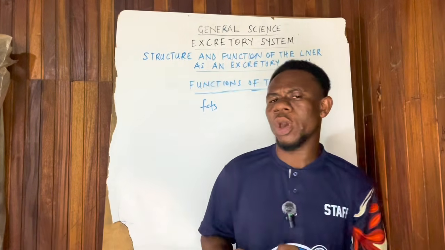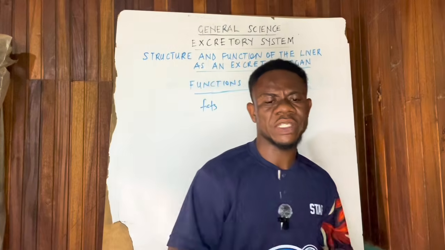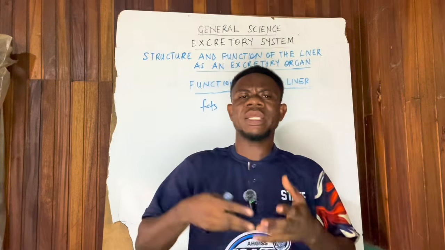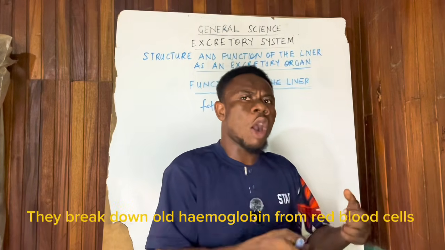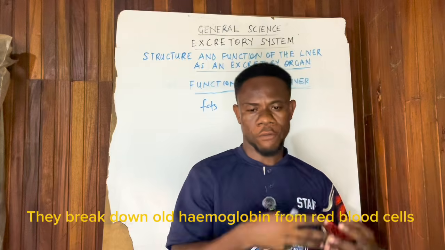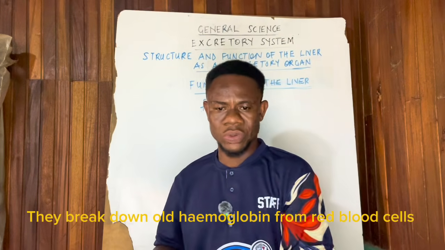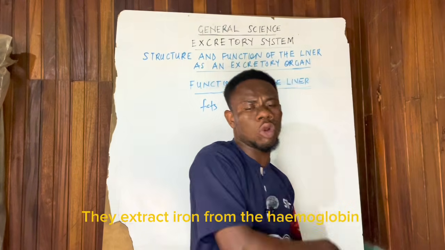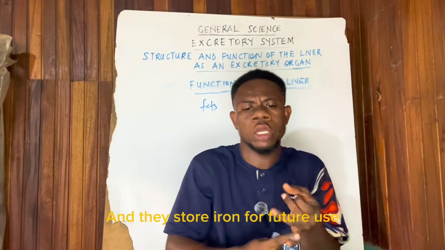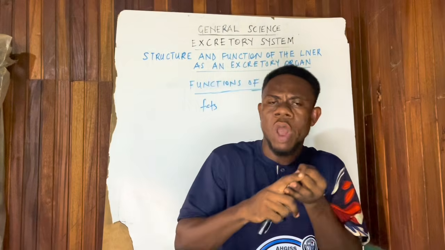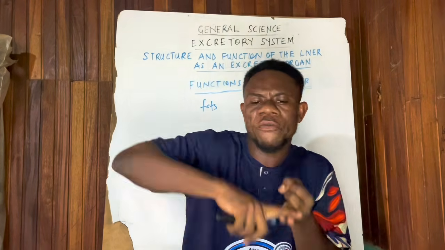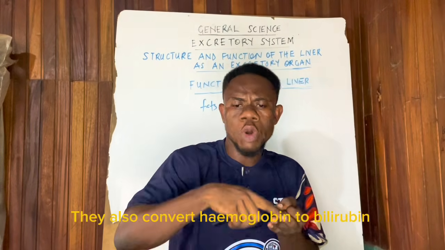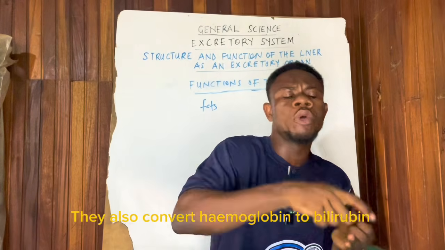We also have the sixth point, which is what? The liver aids in processing of hemoglobin. Now, in this process, they break down old hemoglobin from red blood cells. Then they extract iron from what? From the hemoglobin. They store iron for future use. They also convert hemoglobin to what? To bilirubin.